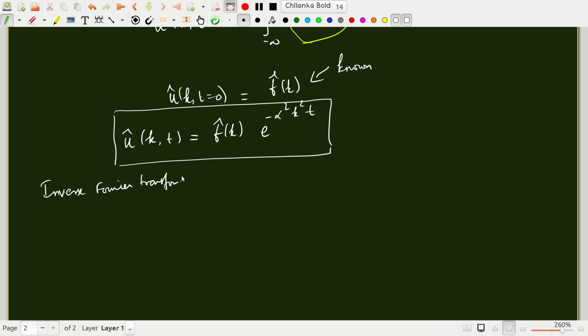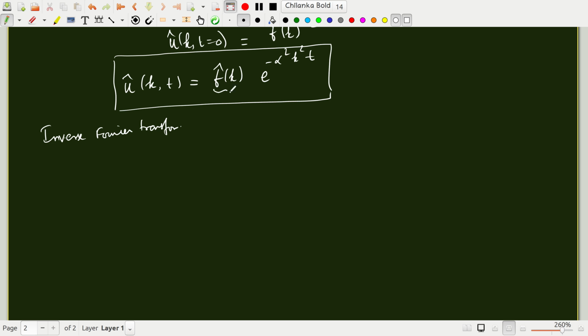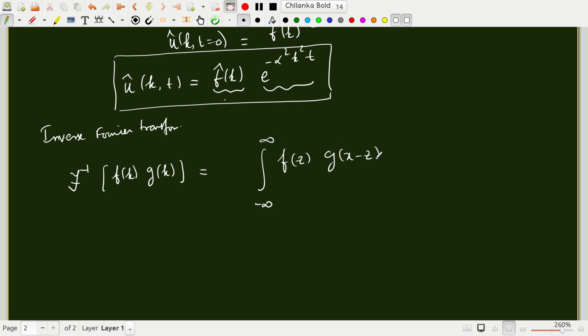Now in order to find the inverse, you have to understand that these are products of two functions. This is also a function of k. This is e to the minus alpha squared k squared, that's also a function of k. Now the inverse Fourier transform of a product of two functions of k is given by the integral from minus infinity to infinity of f of z g of x minus z dz. This is called the convolution theorem in Fourier transform.